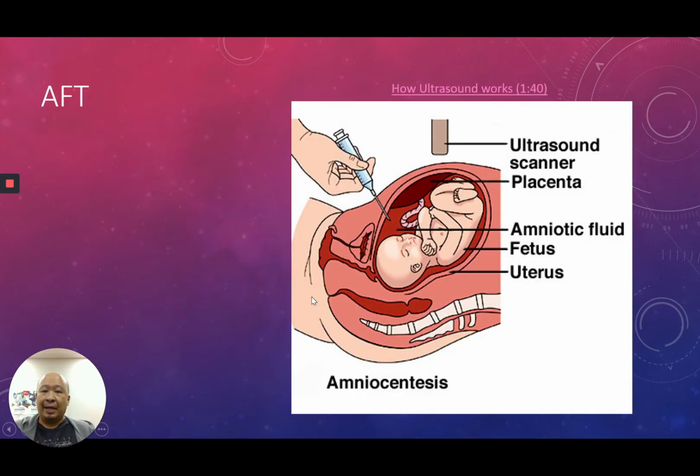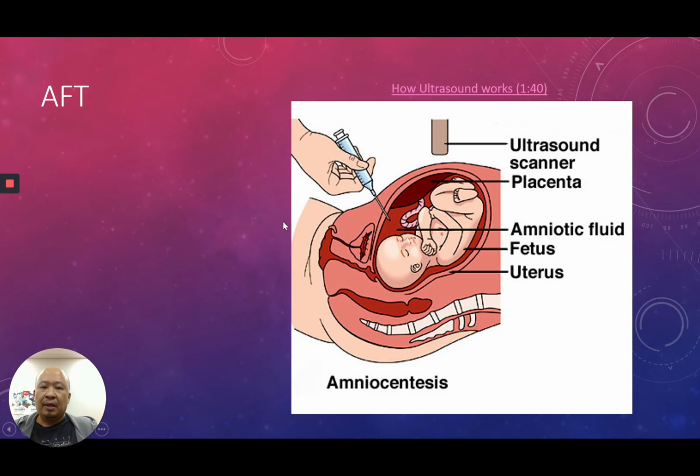So AFT, by now you can kind of see that it involves a device called an ultrasound. An ultrasound scanner basically emits a bunch of sound waves, and those sound waves are able to go through skin and muscle. It bounces off skin and muscle back into the scanner, where a computer basically then analyzes the data and generates an image of what it quote unquote sees.